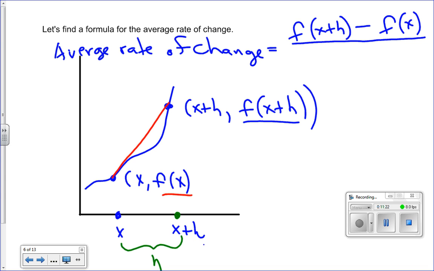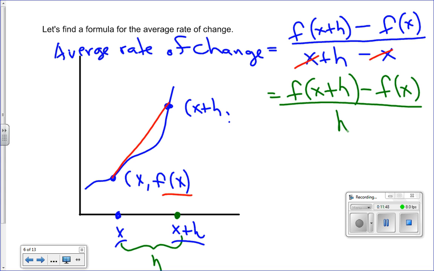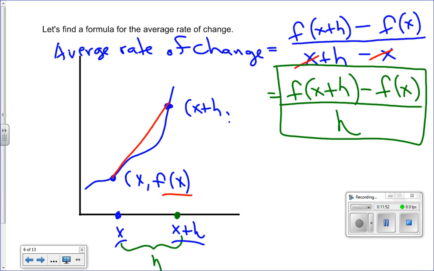And so look here, we have x plus h and x, so that's going to be x plus h minus x. So what we want to notice here is that a nice thing happens. The x's go away, and you get a much cleaner formula for the average rate of change. Let's take a look. It's going to be f of x plus h minus f of x all over h. So this gives us a general way to find our average rate of change for any particular function.